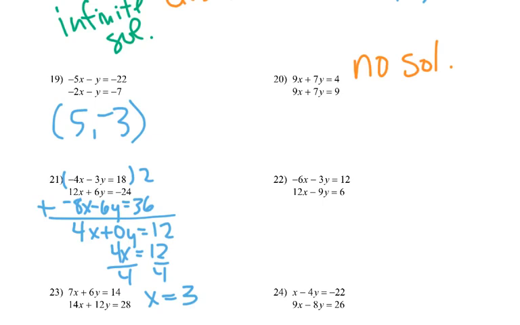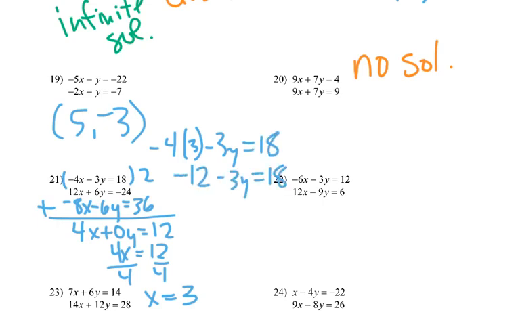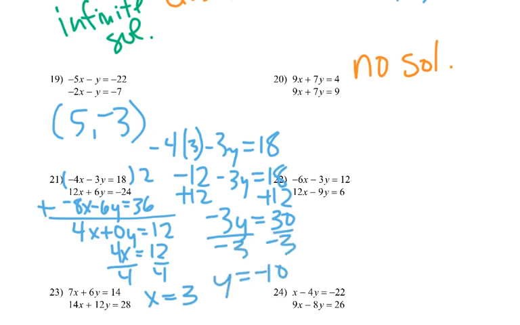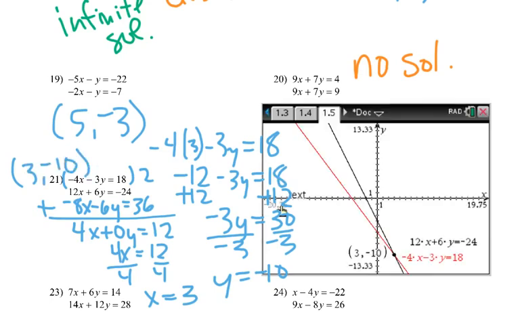Then plug it in for x. So -4 times 3 - 3y = 18. So -12 - 3y = 18. Add 12. -3y = 30. Divide by -3. And y would equal -10. So we'd get one solution at (3, -10). Which if we graph, we can see that as well, as we can see right there.